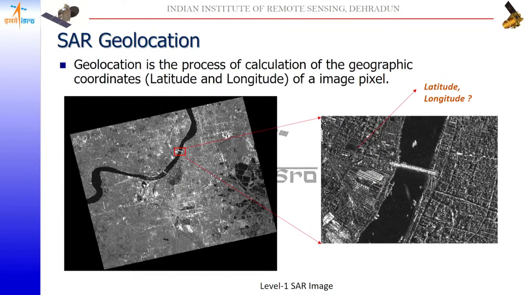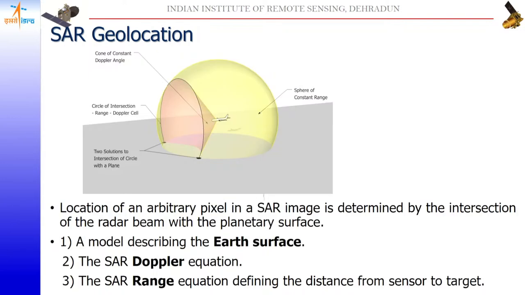So what is SAR geolocation? Geolocation is the process of calculating the geographical coordinates of an image pixel. For this image, we have to find out the lat long, so for a particular pixel we have to find the lat long. In SAR geolocation, the location of an arbitrary pixel in a SAR image is determined by the intersection of the radar beam with the planetary surface.